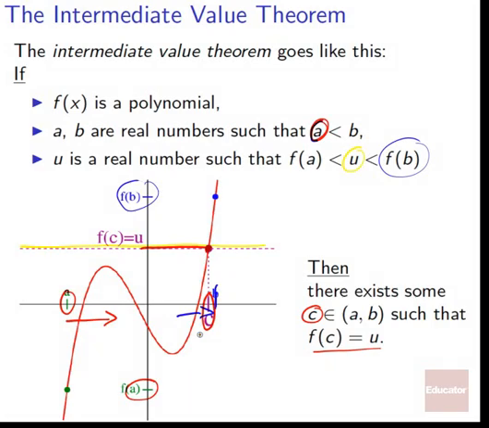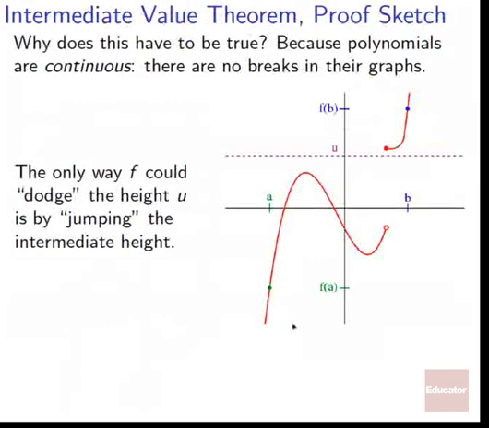And since we had to go across it, there must be some c where we do that crossing, where we actually wind up landing on that height. There's something that will give us that intermediate value. Why does this have to be true? Because polynomials are continuous. There's no breaks in their graphs. The only way f could possibly not wind up being on this height u, the only way f could dodge the height u, is by jumping over this intermediate height, right? The graph is going, and going, and going, and then all of a sudden it would have to jump over that height to be able to manage to not wind up touching it.